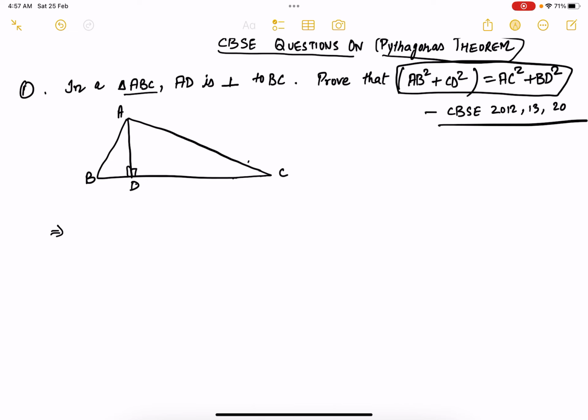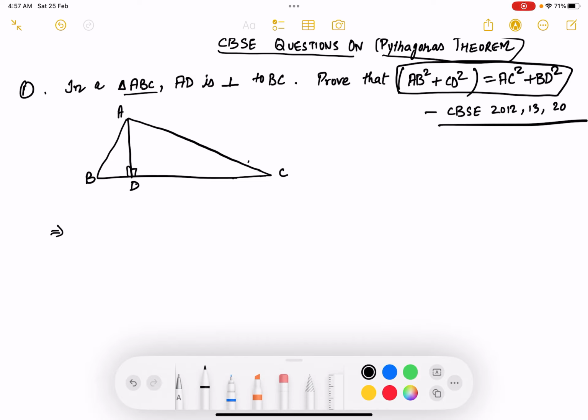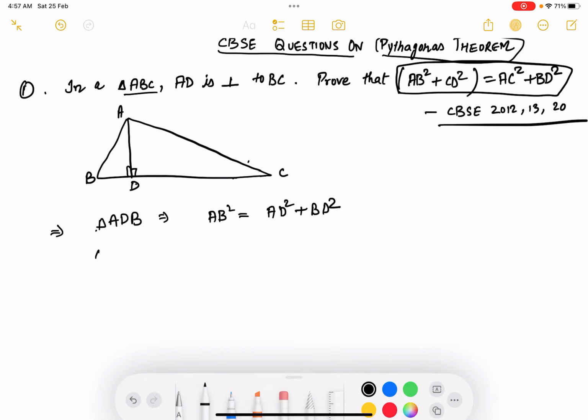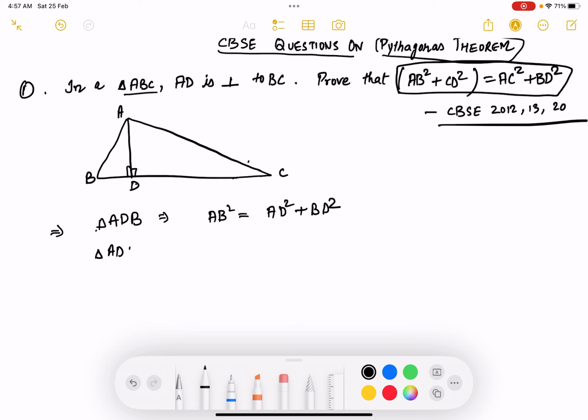We have two right angle triangles. In the right angle triangle ADB, we can write AB square is equal to AD square plus BD square. And again in the right angle triangle ADC, we have AC square is equal to AD square plus CD square.